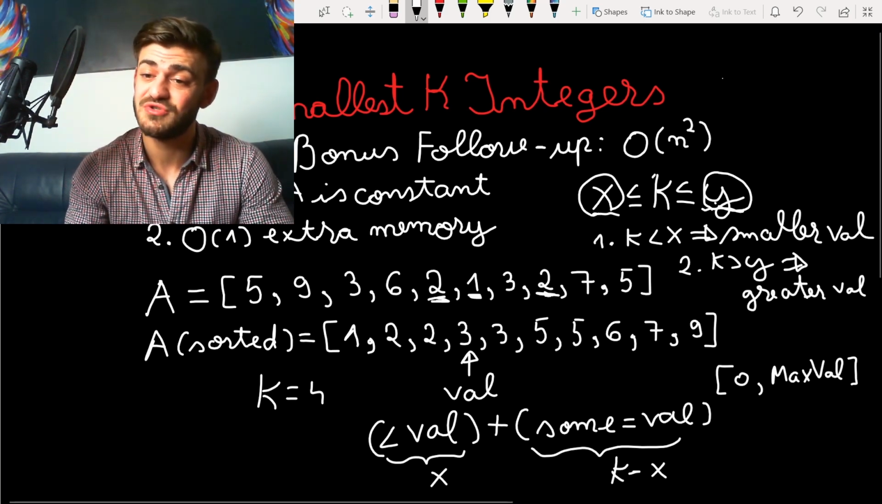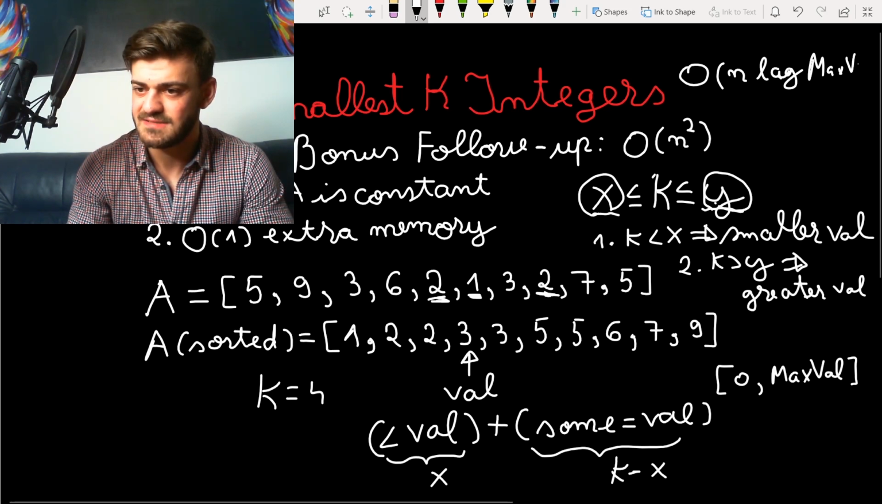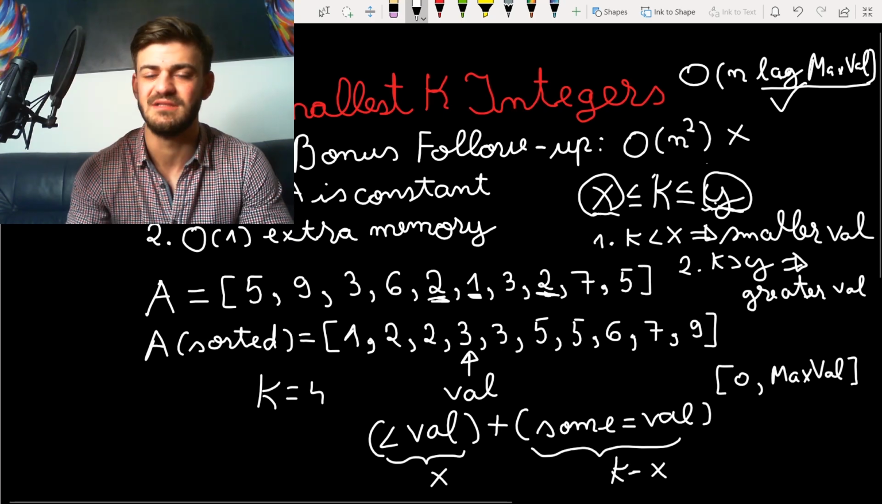So with this binary search, we will have now a solution of complexity big O of n, and from the binary search, we will have here a log of max val, right? So here is max val. And of course, log of max val is less than n, which means this is way better than the brute force approach.